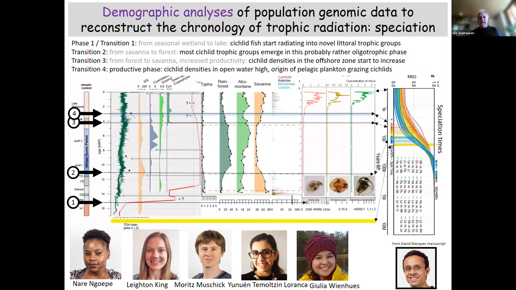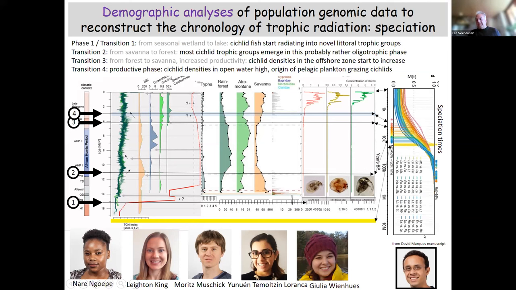What we are currently doing now is working on the demographics based on whole genomes and matching that to the paleoecology. So I showed you this plot before. This is one of the other cores that we took. Again, fish other than cichlids disappear when the lake becomes deep. Cichlids are rare, but they're present. And then they increase 5,000 years ago.